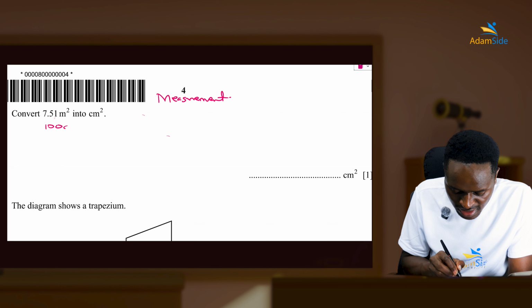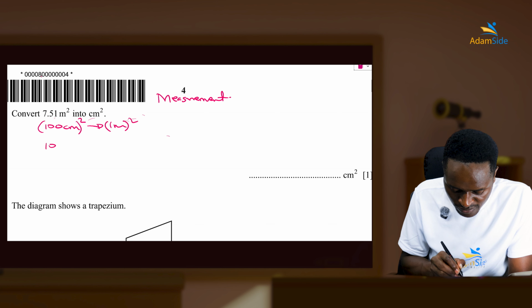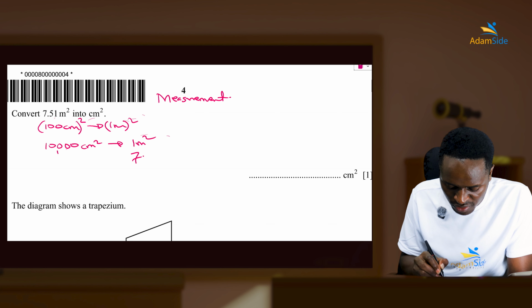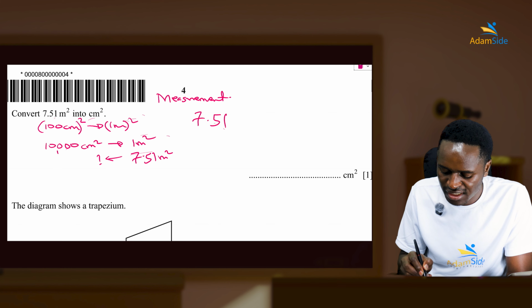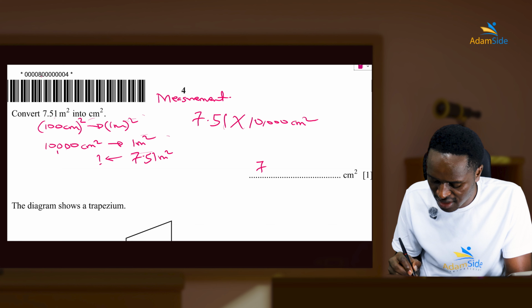We know 100 centimeters represent 1 meter. If you square this, you get 10,000 square centimeters representing 1 square meter. So we have 7.51 square meters. If you want to convert them into square centimeters, what you need to do is take 7.51 times 10,000 square centimeters, and you get your answer.